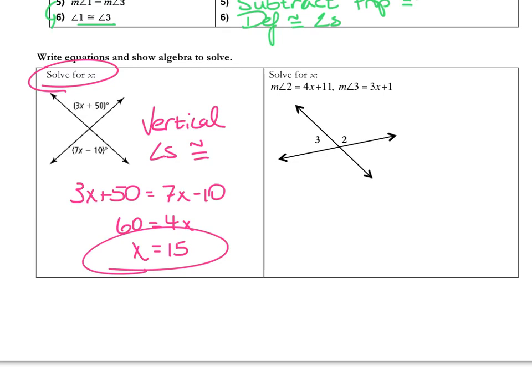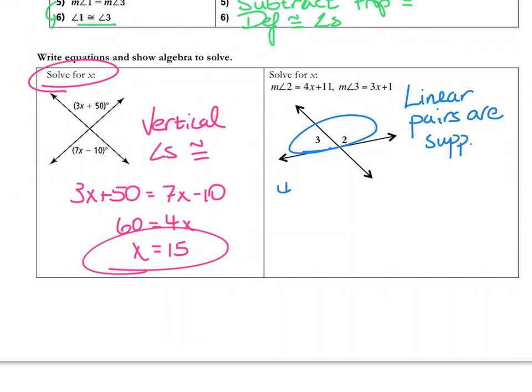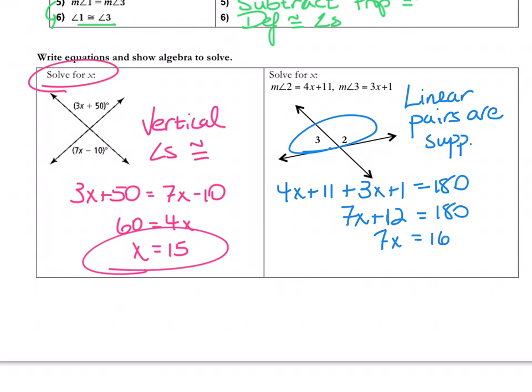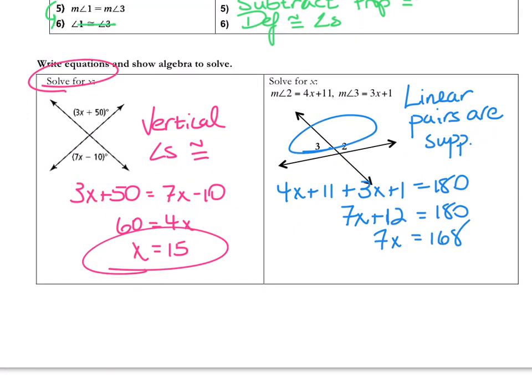Now for the next problem, notice that we have angle 2 and angle 3 that are a linear pair. Linear pairs are supplementary, so we're not going to make them congruent. We're going to add them up to 180 degrees. So our equation would be 4x plus 11 and 3x plus 1 added together equals 180. So we have 7x plus 12 equals 180. So 7x equals 168. And 168 divided by 7 is 24.